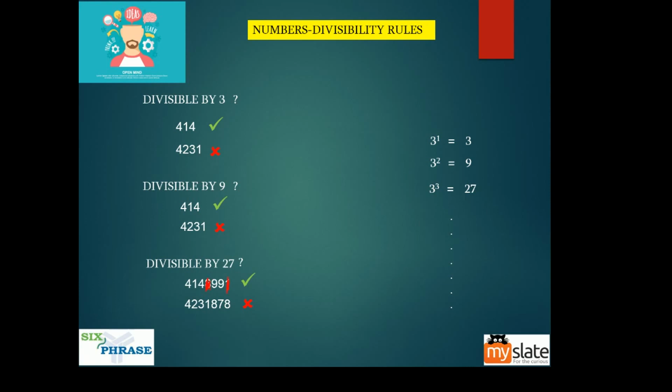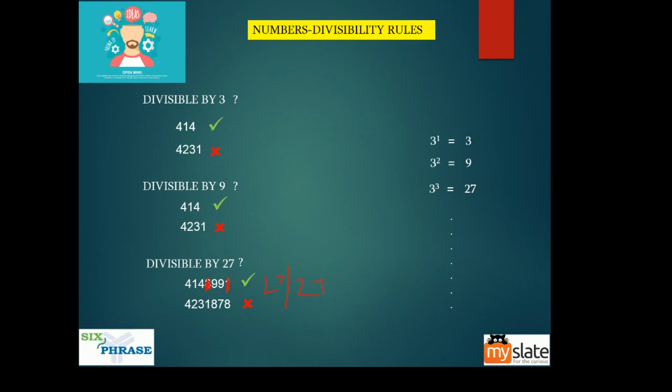So it is 41499. Now add all the digits. What you get is 999. What is 999? It is 27, right? So you add all the digits, you get 27. So you divide it by 27, and obviously it is possible to divide. That is why 41499 is divisible by 27.